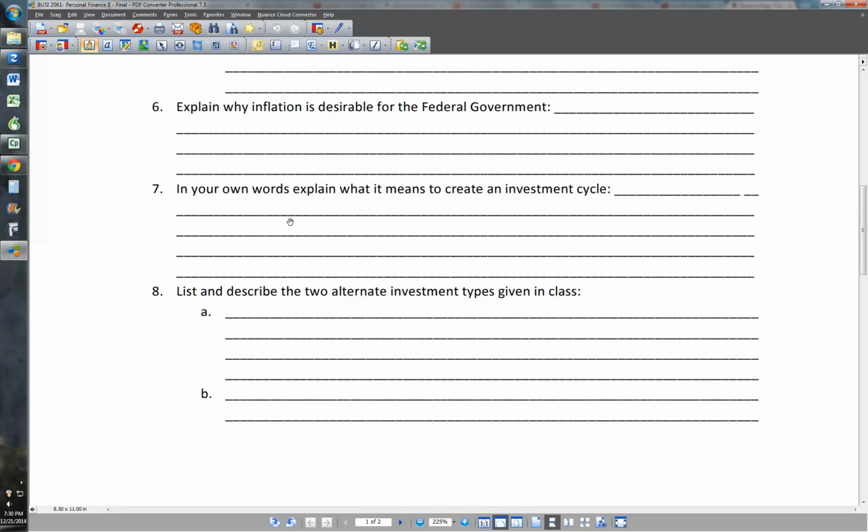Number 6, explain why inflation is desirable for the federal government. Right? So you may need to go back in and watch that video on this, but the basic idea that I'm wanting you to talk about is how debt becomes much larger if there's deflation. Right? As long as the price of everything keeps going up, the debt that you had from your past will eventually, little by little, feel much smaller, and it's much easier to deal with.